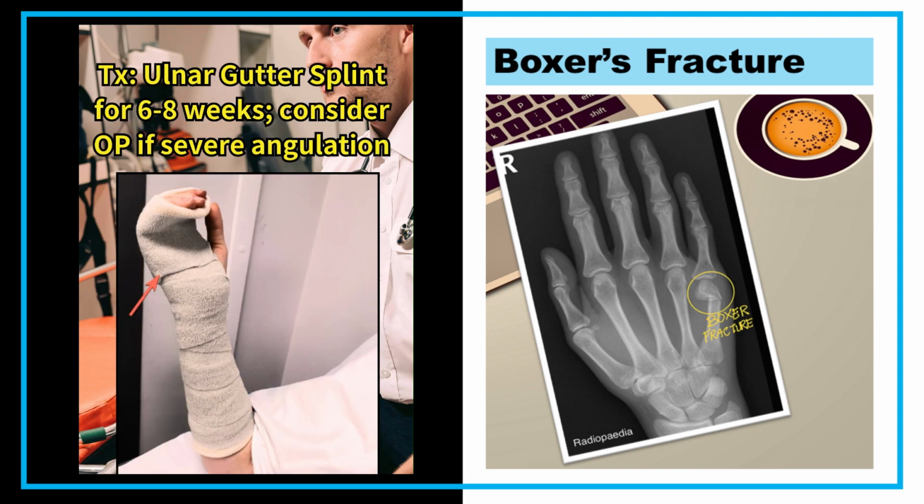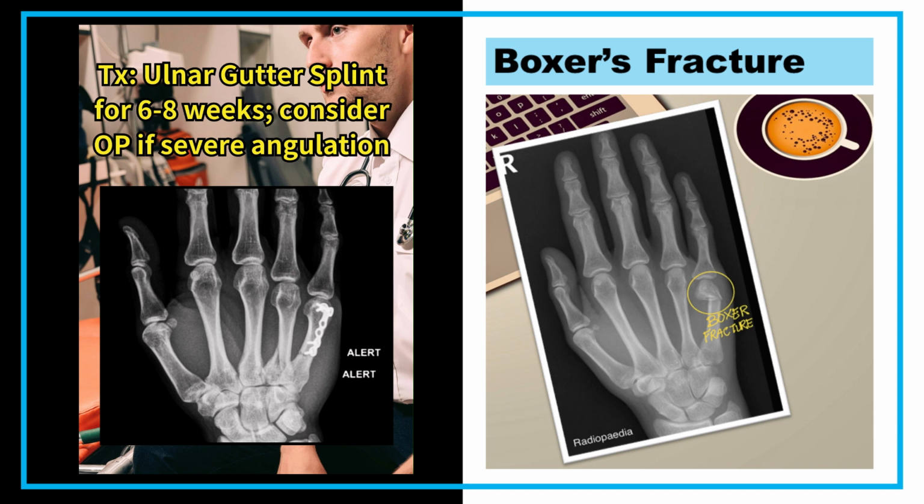In many cases, a boxer's fracture can be treated with splinting, using the ulnar gutter splint, for 6 to 8 weeks. Surgery is typically only required in cases where the fracture is severely angulated, involves multiple fractures, or if there is instability of the joint.